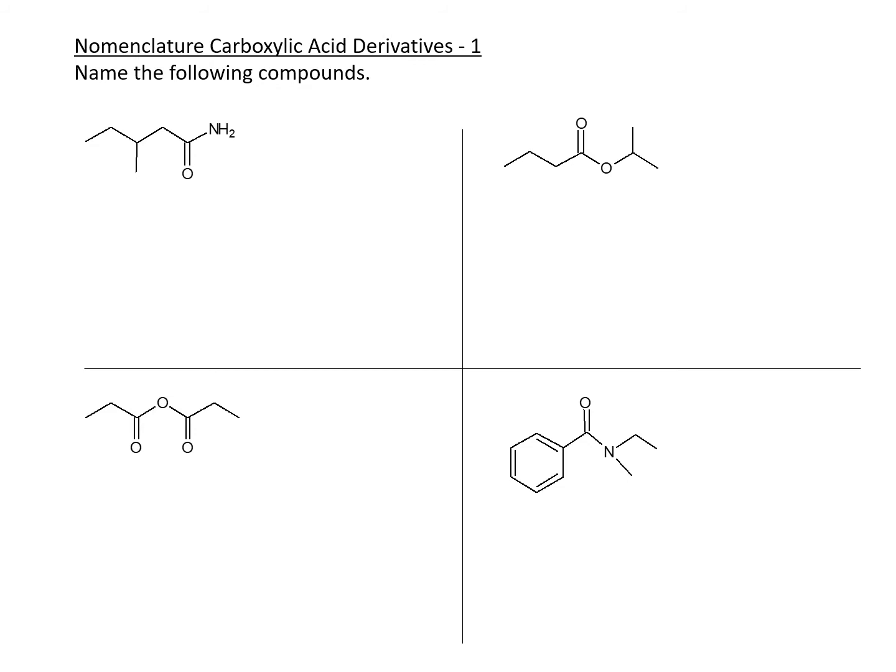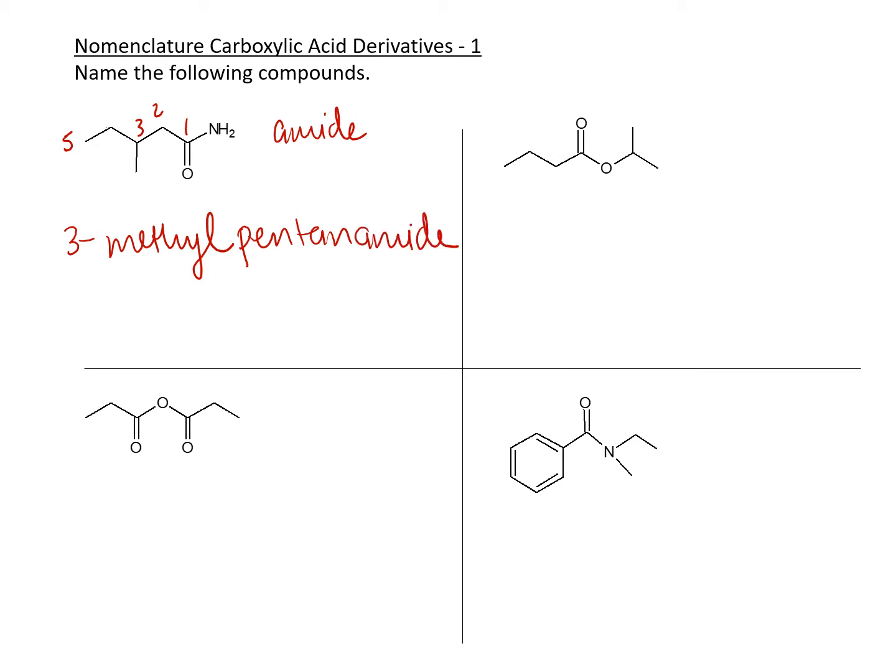Looking at the first one, this is an amide. I'm going to give that my base, which means 1, 2, 3, 4, and then 5. So 5-carbon amide is going to be my base. On the third carbon, I have a methyl group. So 3-methyl, and since this is 5, this will be pentanamide. And that's it. It's assumed that the amide is at the end.